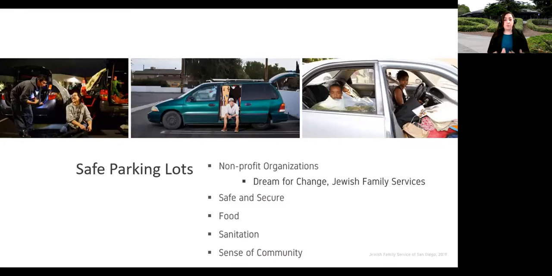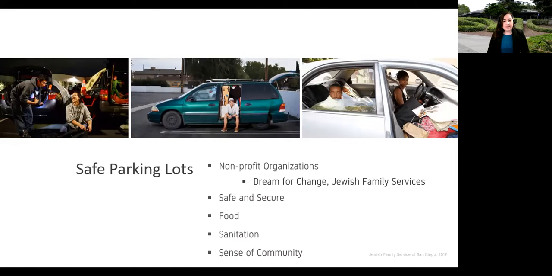They offer one hot meal. They offer sanitation stations, so portable restrooms. And it helps build a sense of community. There are case managers here to assist these individuals, to help them with job training and job skills. For example, how to prepare a resume, how to do a job interview, and then they help them seek permanent housing, because that's the ultimate goal, right?